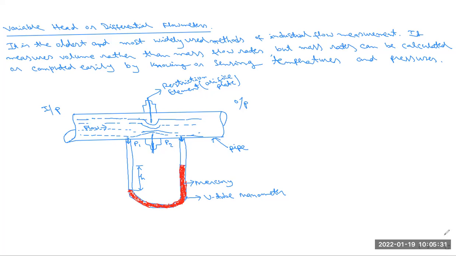The equation is, we have to represent here, V equals K into root over of 2GH by rho. Okay, this is equation 1. Then Q, that is Ka root over of 2GH by rho, equation 2.